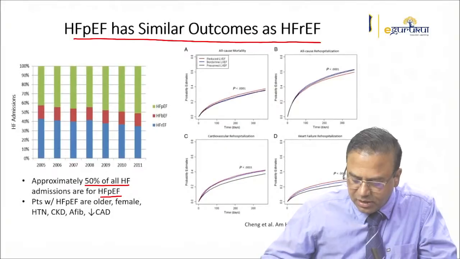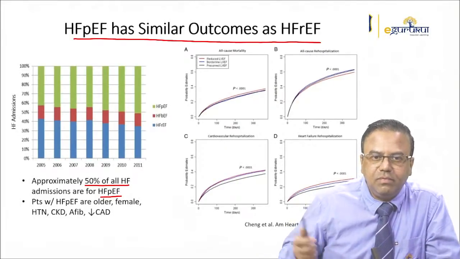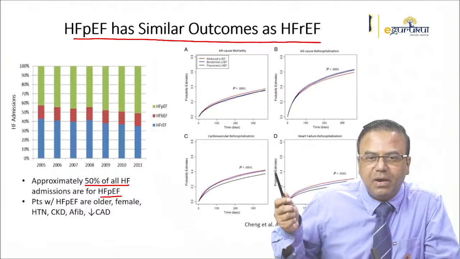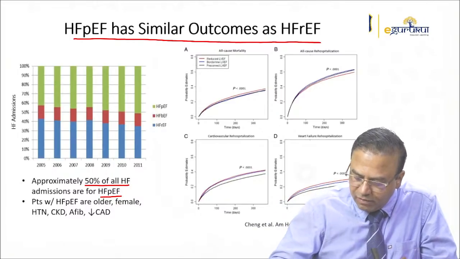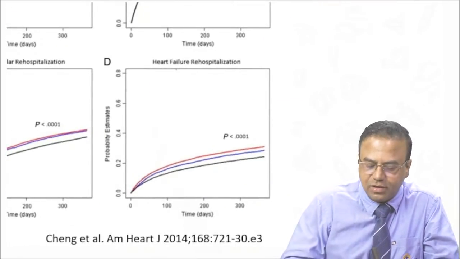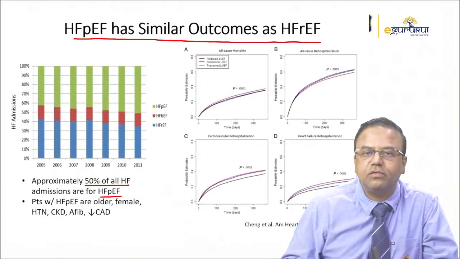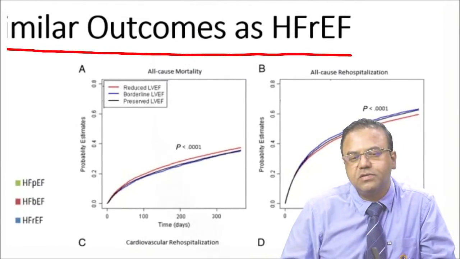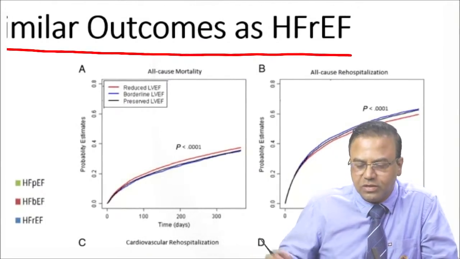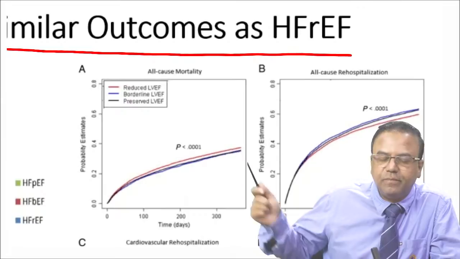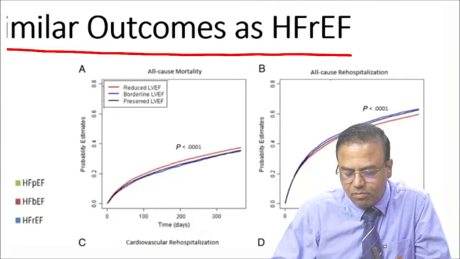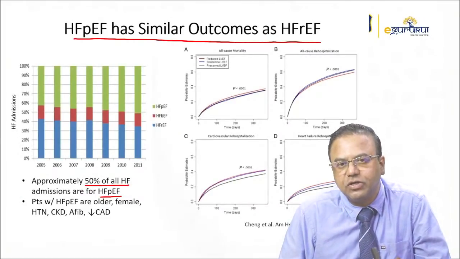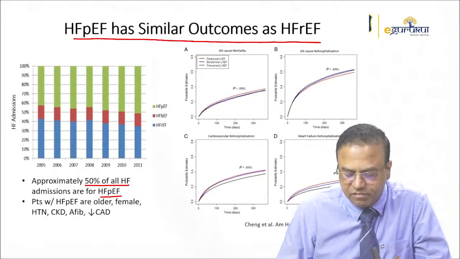Now, the only difference is that cardiovascular death might be more in patients with reduced ejection fraction. But ultimately, overall mortality, regardless of whether it is from a cardiac cause or non-cardiac cause, if you see all-cause mortality, you'll find that they are almost very similar. Okay, so in reduced ejection fraction, you can see the lines almost going neck to neck with each other. So the mortality rates are supposed to be equal. So that is the heading also here: preserved ejection fraction, similar outcome to heart failure with reduced ejection fraction.